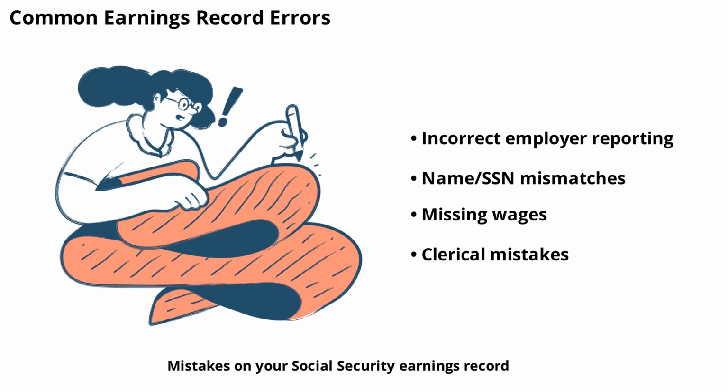Mistakes on your Social Security earnings record can happen for a variety of reasons. Sometimes, employers report your earnings incorrectly, or your name and Social Security number don't match. Other times, wages from a second job or self-employment income might be missing. Even simple clerical errors can cause big problems down the road. Knowing the most common types of errors helps you spot them quickly and take action before they impact your benefits.